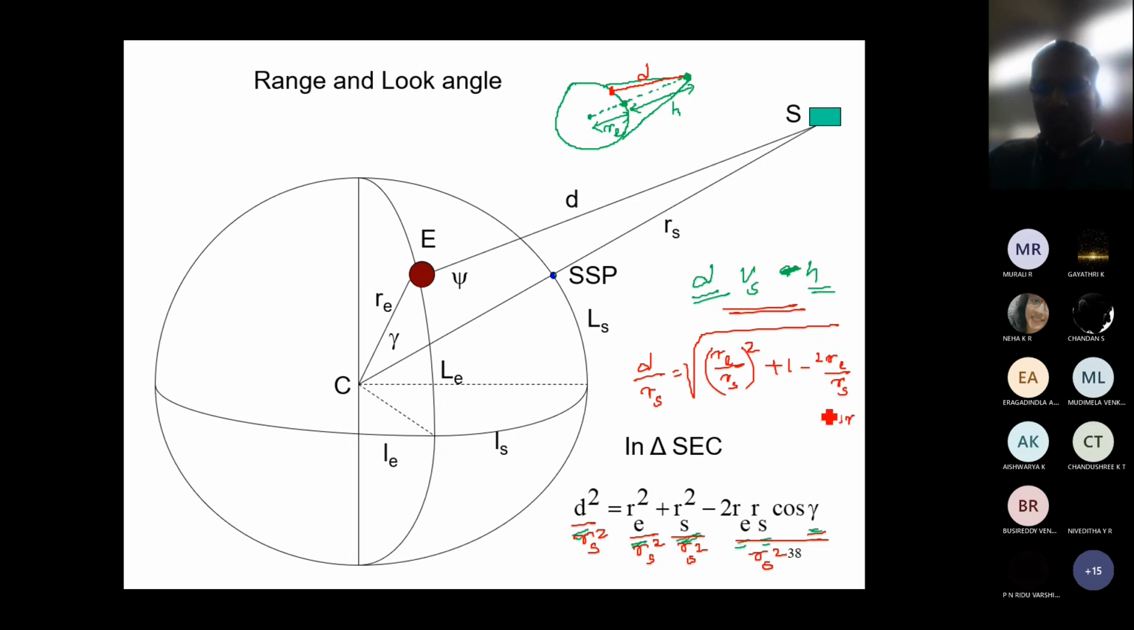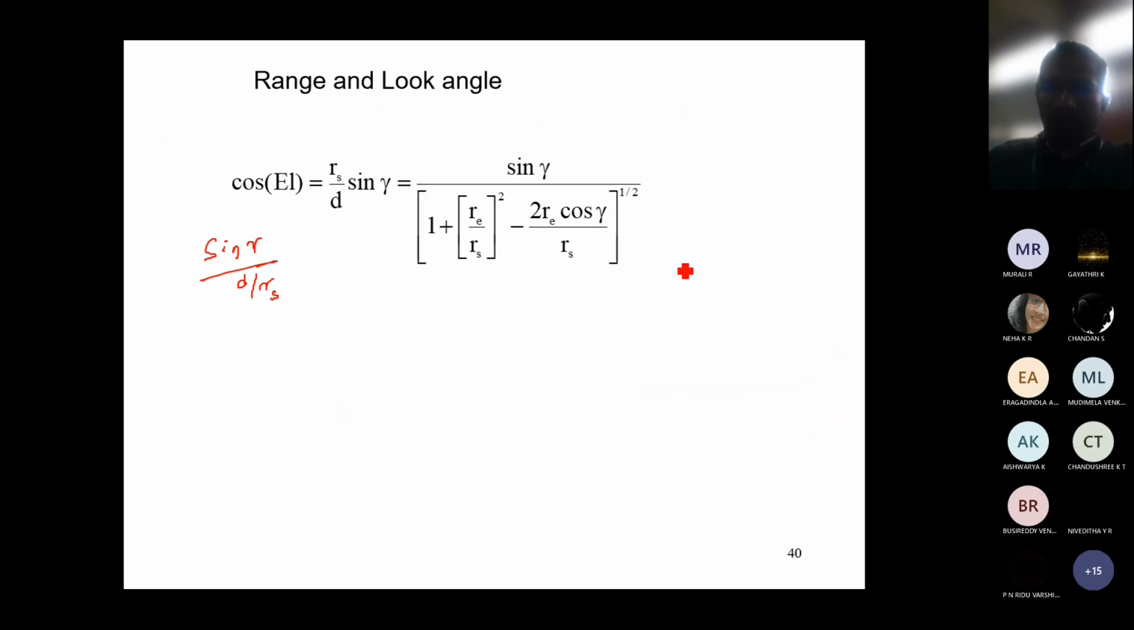So d by Rs we got this value, which we can put there. So you remember what we got, d by Rs is equal to square root of 1 plus Re by Rs square minus 2 Re by Rs cos gamma. In the denominator we got 1 plus Re by Rs square minus 2 Re by Rs cos gamma to the power 1 by 2. That means it is square root.